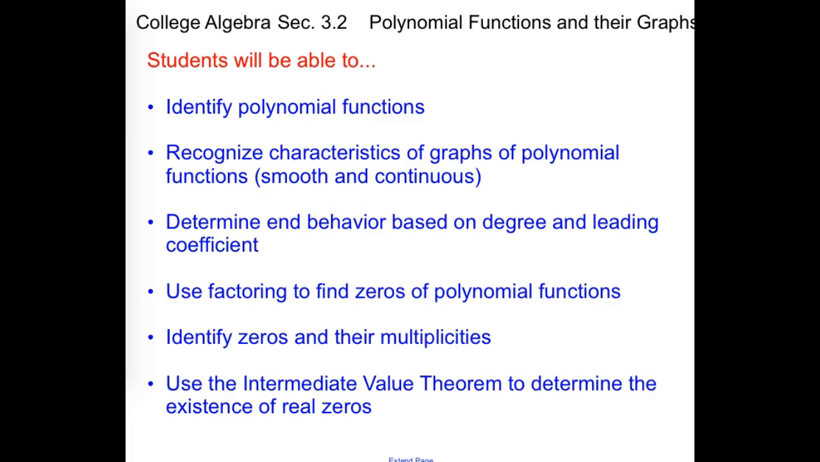Our learning objectives today are just to identify what makes something a polynomial function, to recognize the characteristics of graphs of polynomial functions, that they are smooth and continuous, and to determine the end behavior based on the degree and leading coefficients. We will use factoring to find the zeros. We will identify the zeros and their multiplicities, and we will use the intermediate value theorem to determine the existence of real zeros.